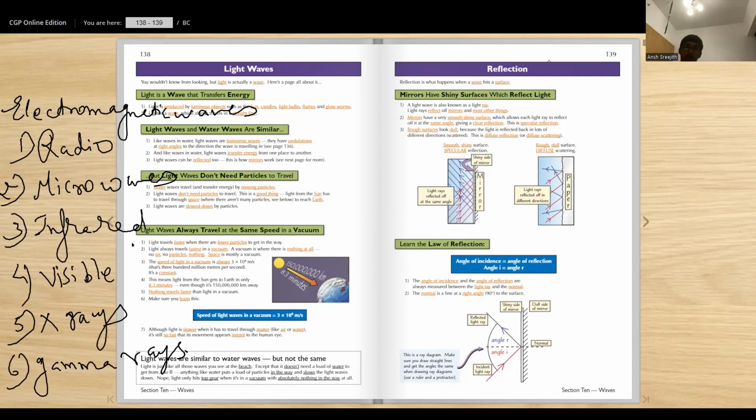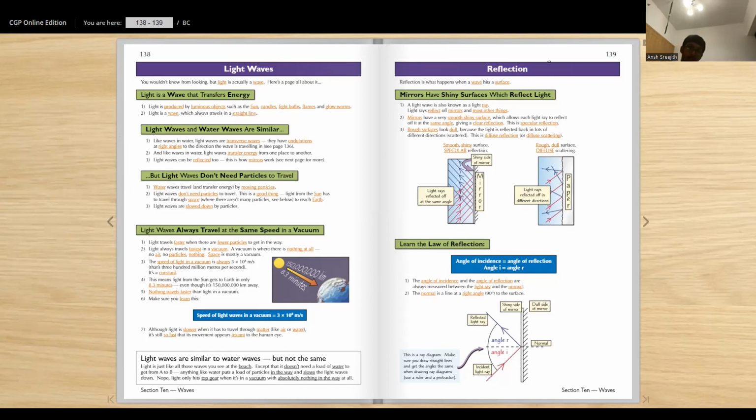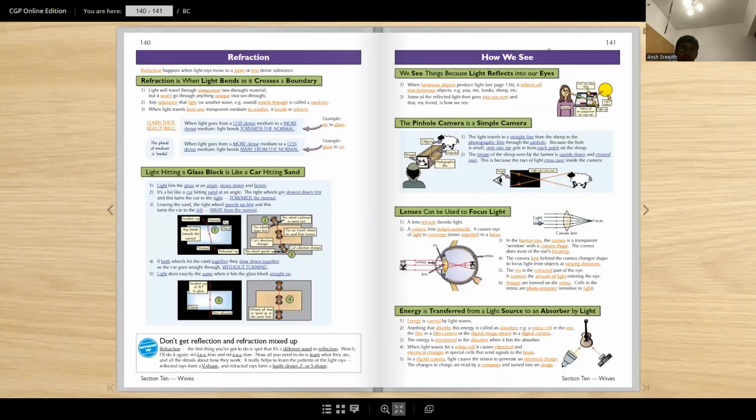Because of the electric field, light can travel, and light is a transverse wave. Because of that reason, light can travel in vacuum also. So up till here we have discussed all the things. Reflection and refraction also we discussed in the last class. You can go through the video for that part. We have done the refraction experiments too. So up till here you have to revise it.